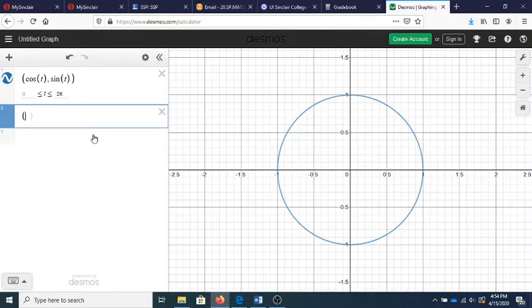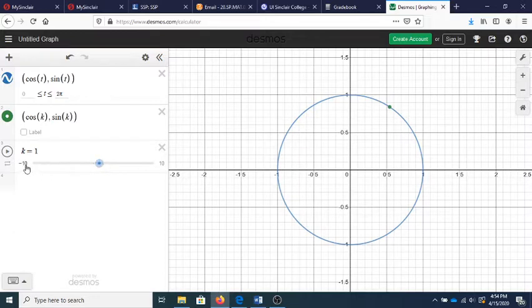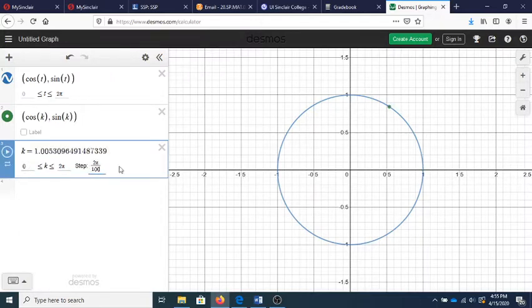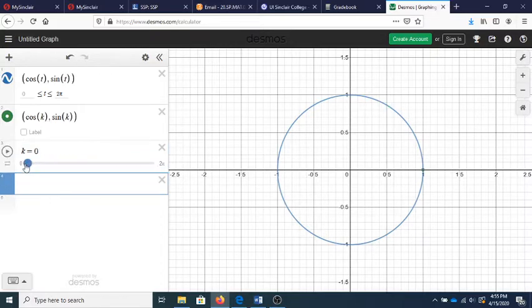Now let's do this. Let's do cosine of k, sine of k. Okay, this should give me the same thing, but it'll give me a little bit of control over it. I can say, alright, we want k to go from 0 to 2 pi in small steps. So like steps of, let's do 2 pi over 100. Alright, so here's k equals 0. Since we let k just take over the role of t, this would correspond to t equals 0.